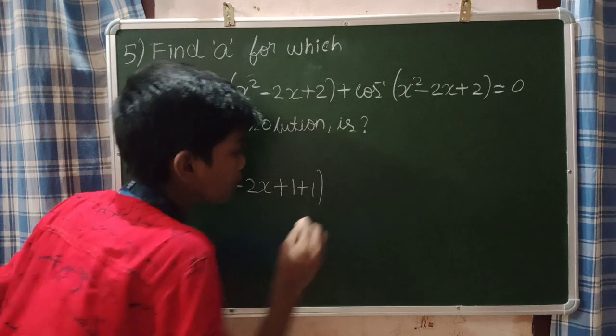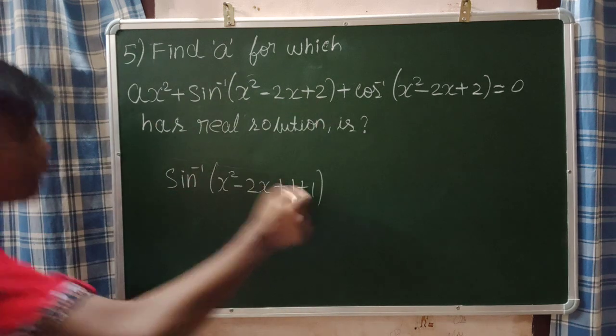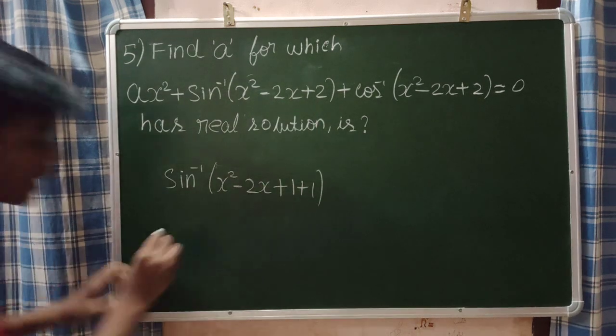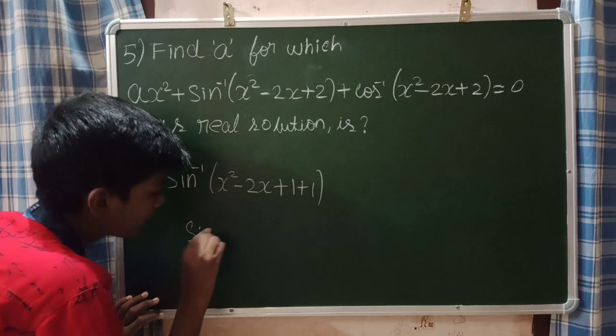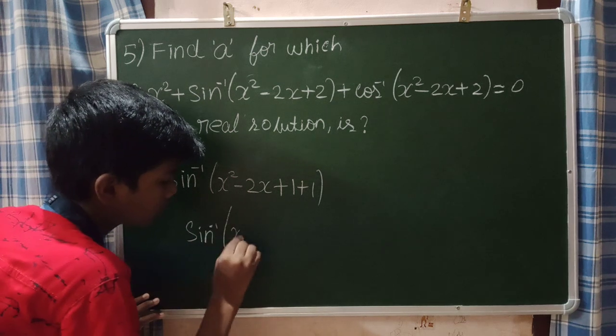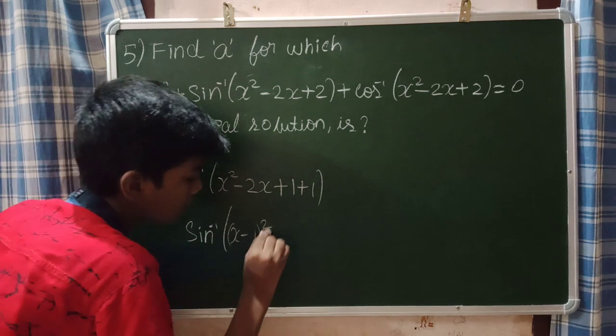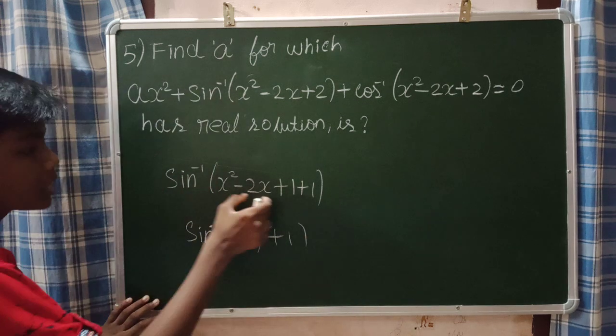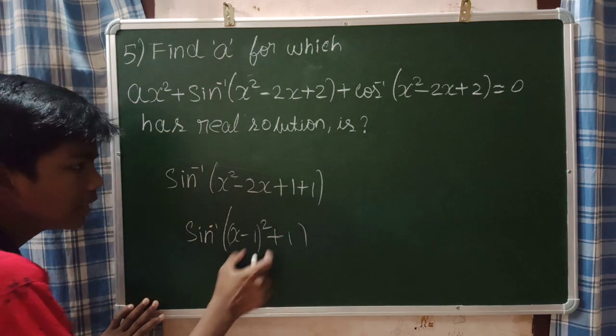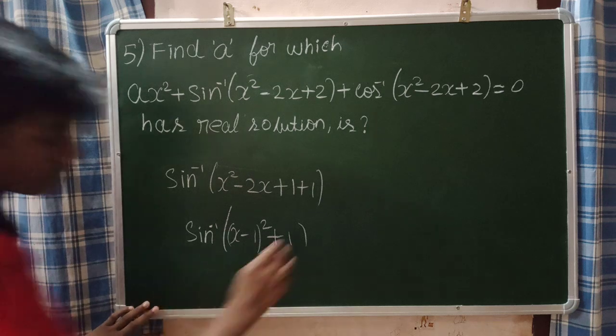What I'm going to do is split this 2 as 1 plus 1. Why I'm splitting this is because I can write this expression as x minus 1 whole square plus 1. Because anyway x square minus 2x plus 1 will be x minus 1 whole square. Then I'm adding plus 1.